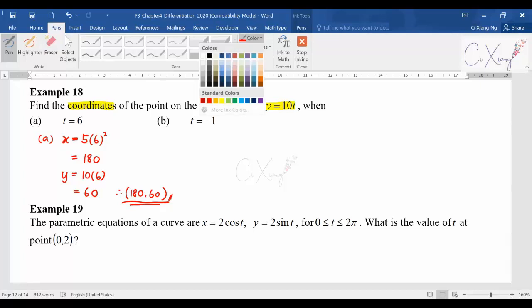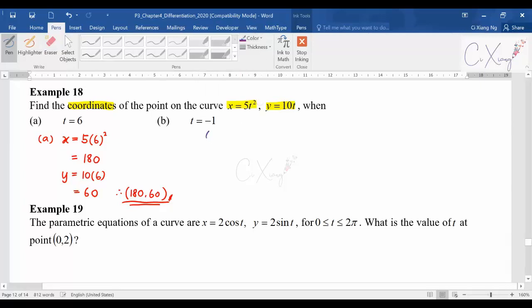Let's have a look at part B also. When t equals -1, what will happen to x? Again, the same thing: you substitute -1 into the x equation and you get 5. And what is the value of y? 10 multiplied by -1, so you get -10. Therefore the coordinate when t equals -1 is (5, -10).